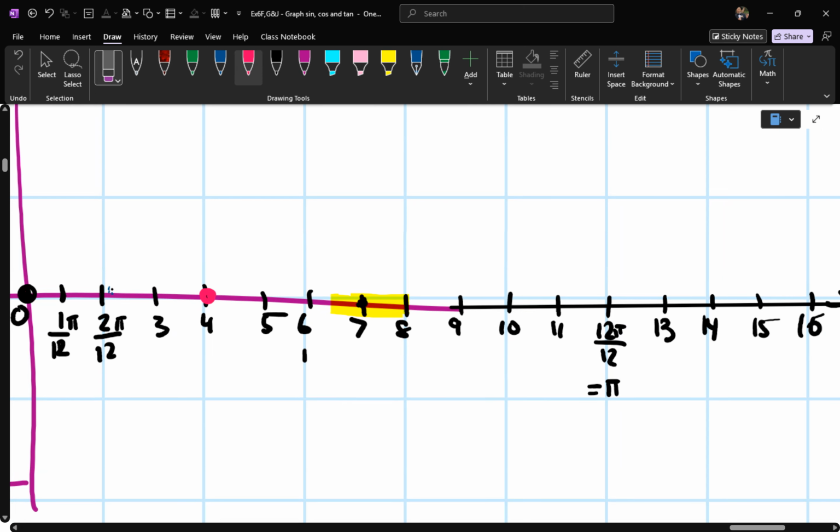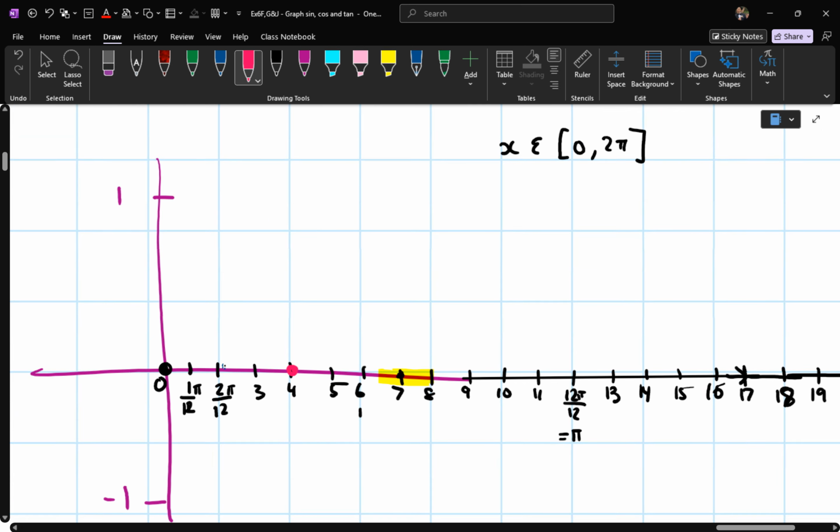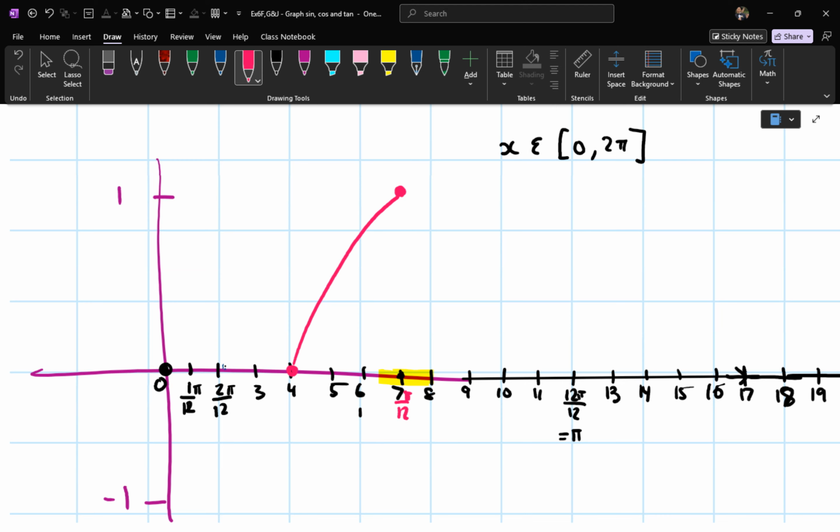So you must be at 7 pi on 12 in order to have a maximum, which goes like that. Plus another 3, that means it gets down to 10, so it comes down like this. Plus another 3, so 10 plus 3 is 13, so it should go to the minimum. So it goes all the way to the bottom like that.